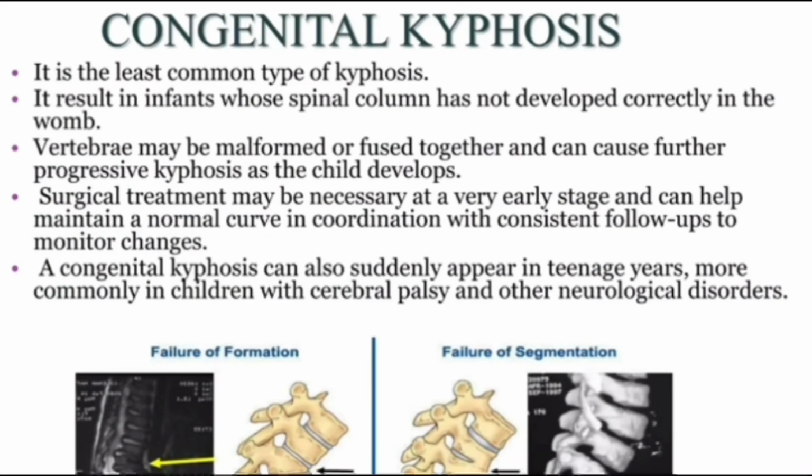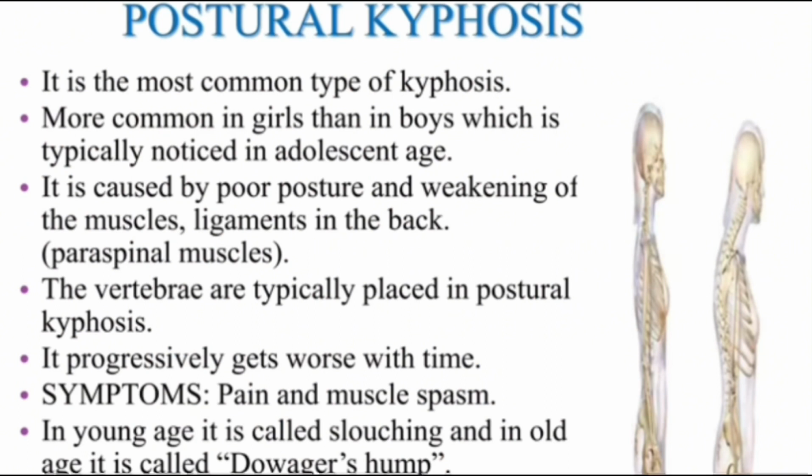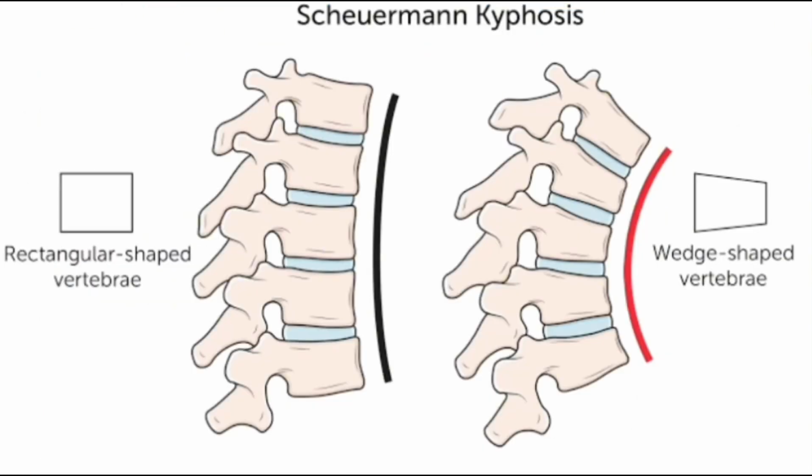Congenital kyphosis is the rare type. It is caused by the abnormal development of the vertebrae prior to the birth. Ang postural naman is the most common type of kyphosis. It is commonly seen in females than in males, which is mainly noticed in the adolescent girls. It progressively gets worse by the age. The symptoms will be the pain and the muscle fatigue. And lastly, we have here the Scheuermann's kyphosis.